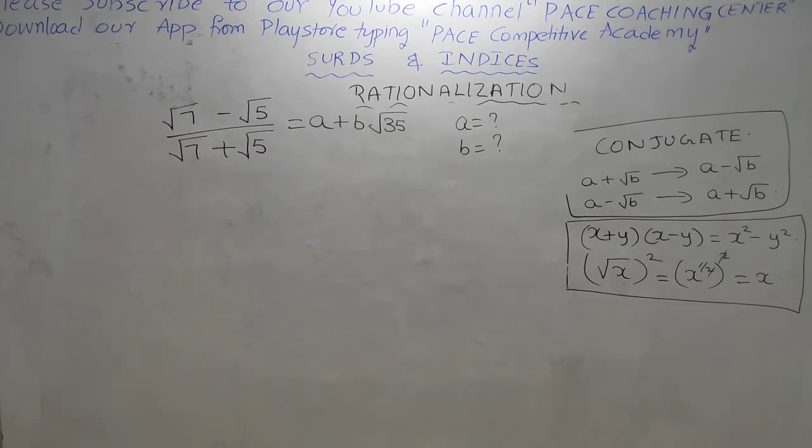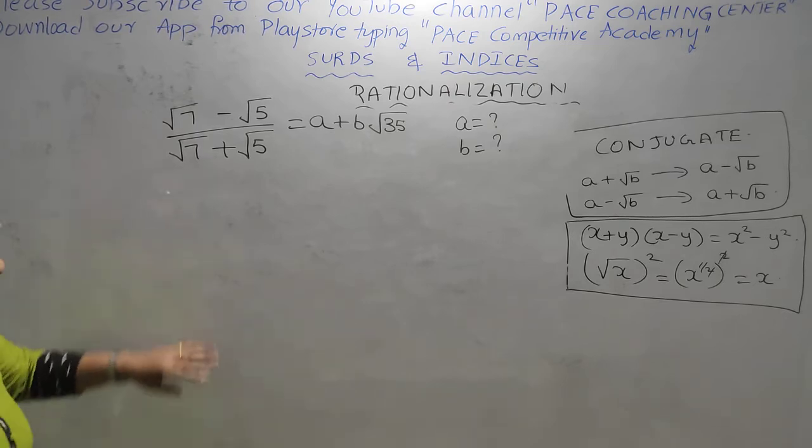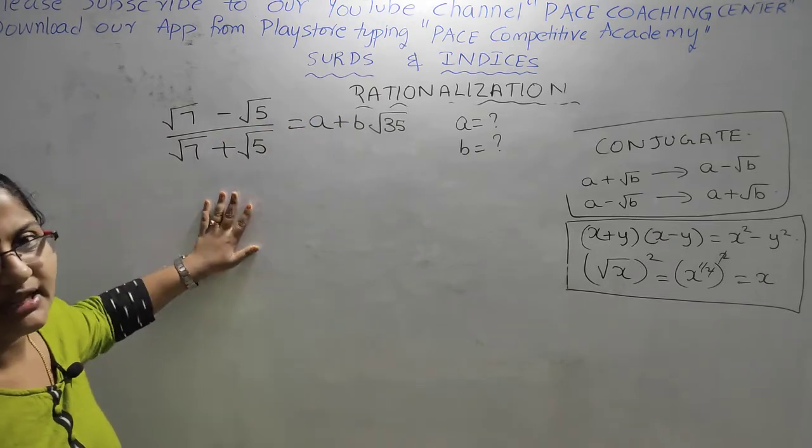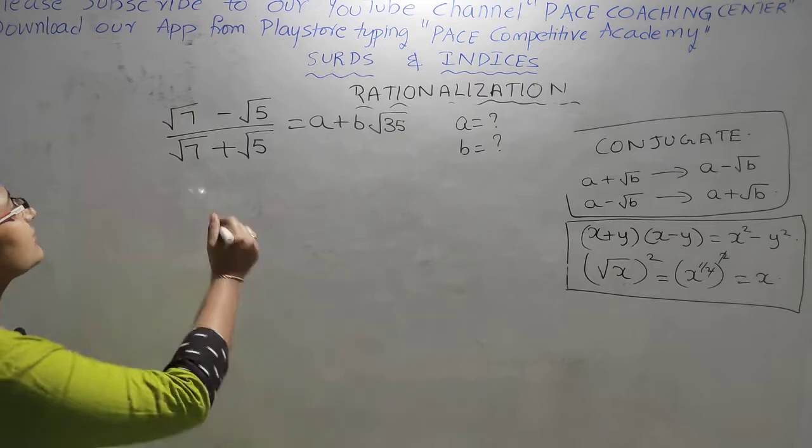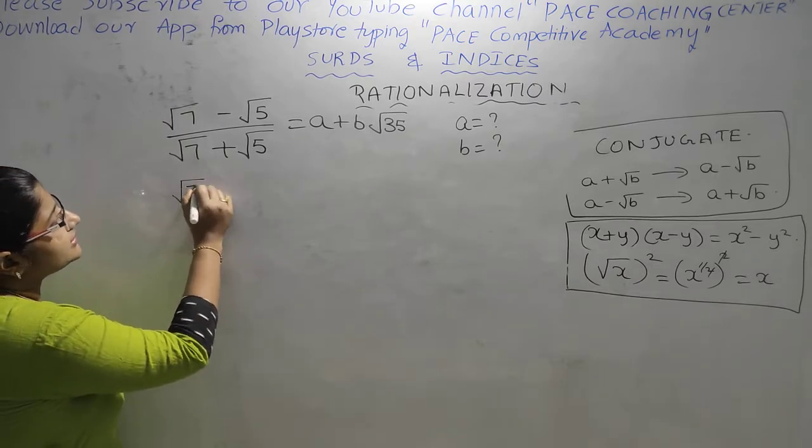So coming to the next question. Root 7 minus root 5 divided by root 7 plus root 5 is equal to a plus b into root 35. He is asking the values of a and b. Okay, this is also a simple question, guys. See here, again we need to apply rationalization in order to solve the denominator. Okay, so what we will be getting?